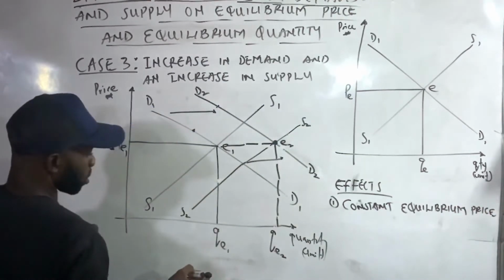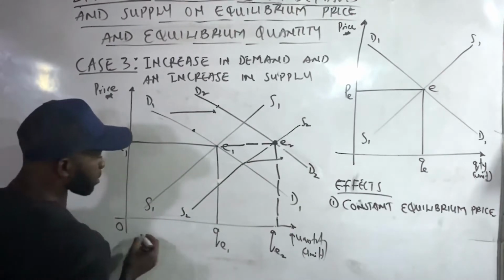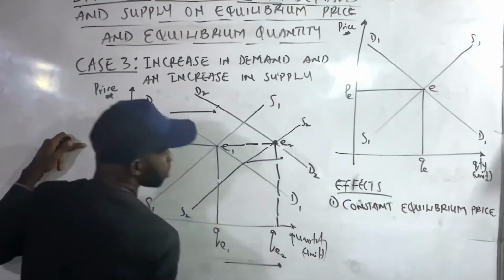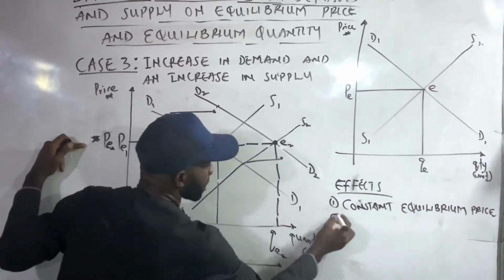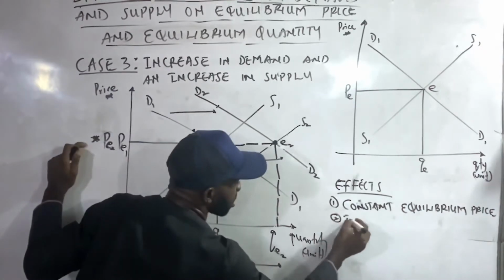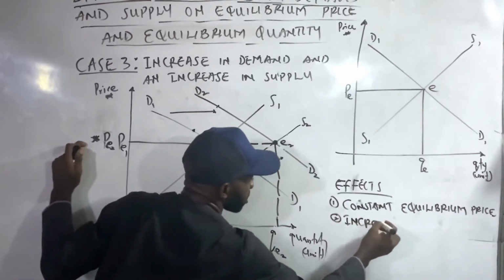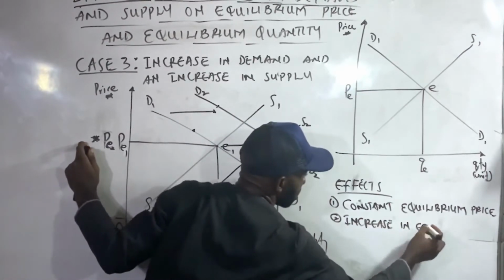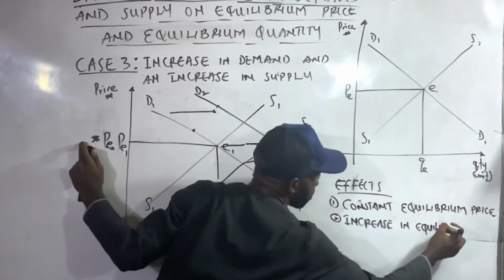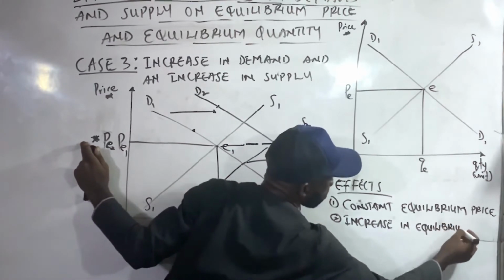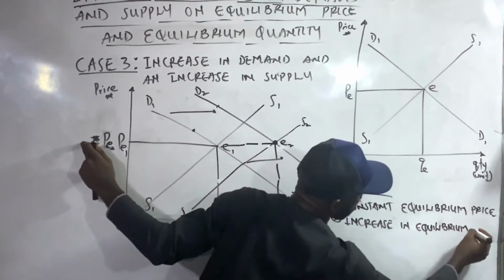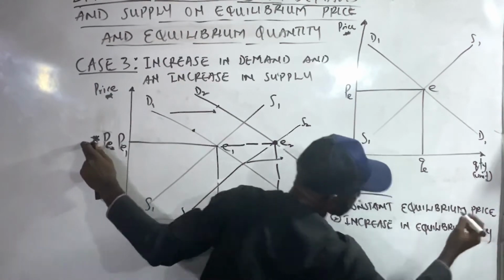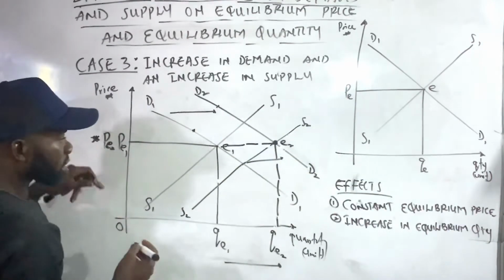And then we look at the quantity. If this is 0.0, what happens? This shows an increase. So we can say increase in equilibrium quantity. Increase in equilibrium quantity.